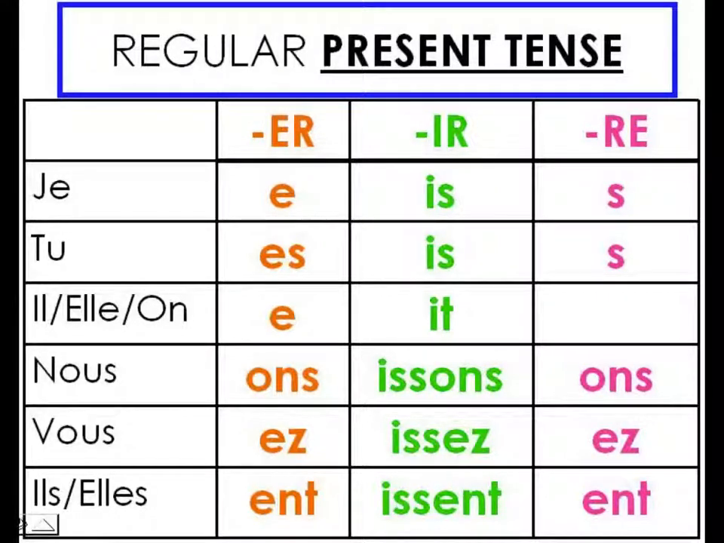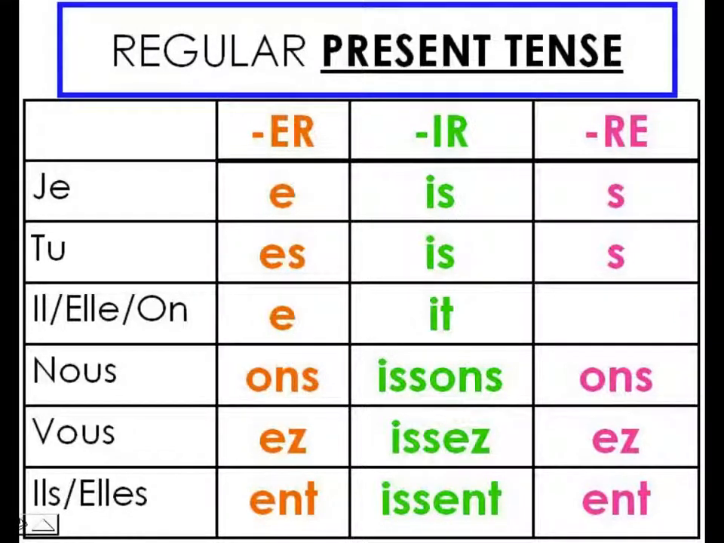Now for IR and RE verbs, it's basically the same process. Step 1 is still to remove either the IR or the RE, depending on which verb you're dealing with. And step 2 is still to add the appropriate ending. All that's changed is you can see that the endings that we add are different.